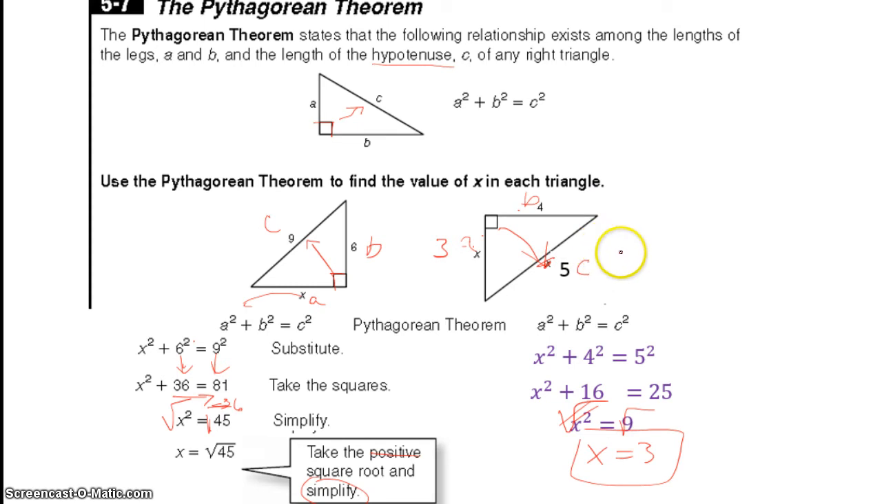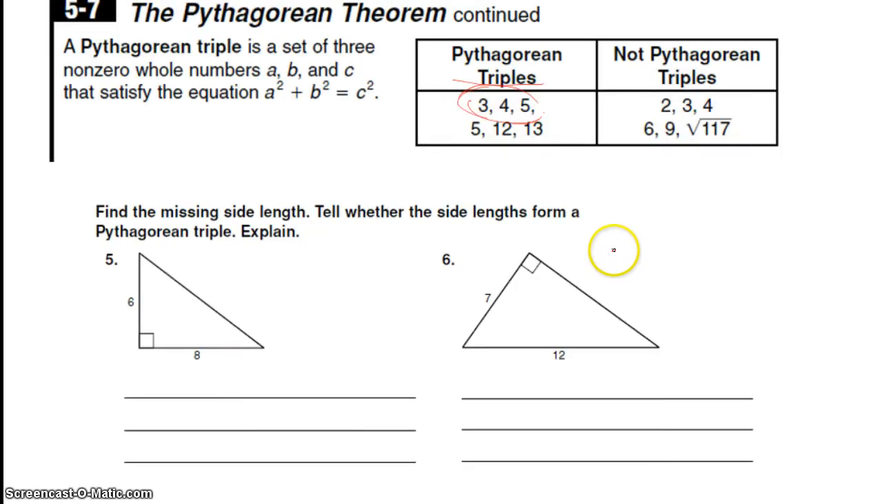I'm going to go to the next slide. Here are some other triples that you will come across. Another one that you see often is the 5, 12, 13 triple. There are a couple more listed in your book in Chapter 5, Section 7 that you might want to look at to familiarize yourself with.